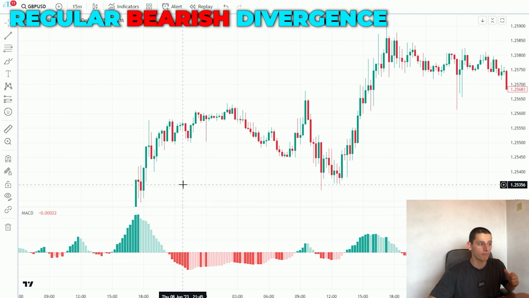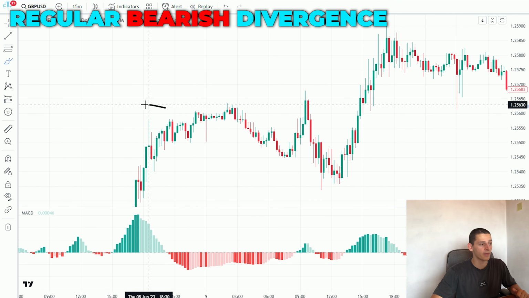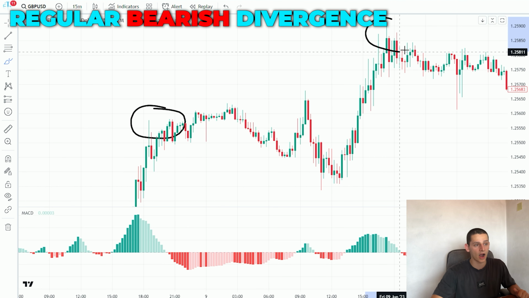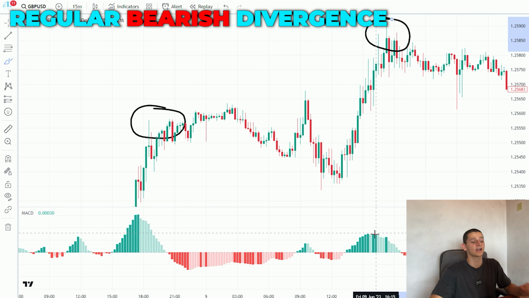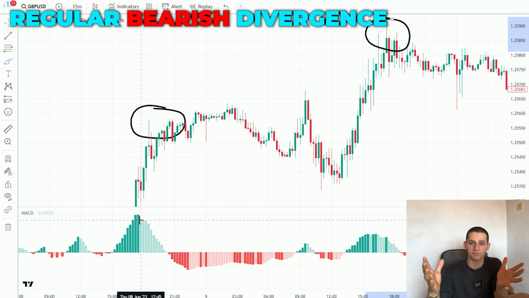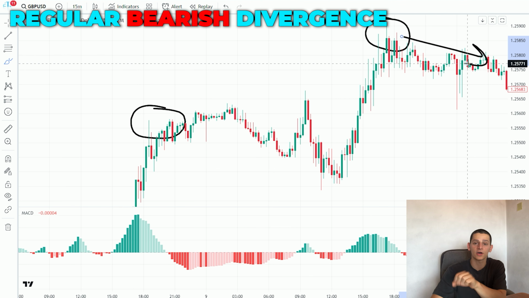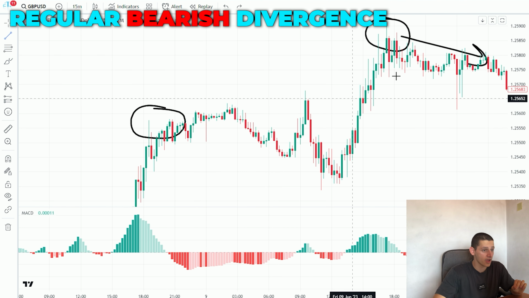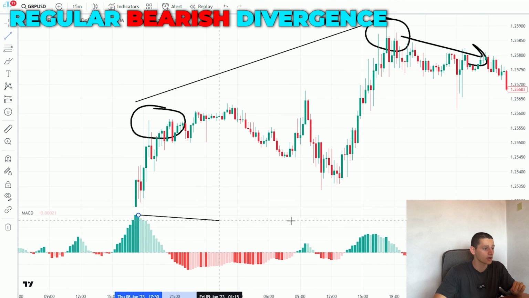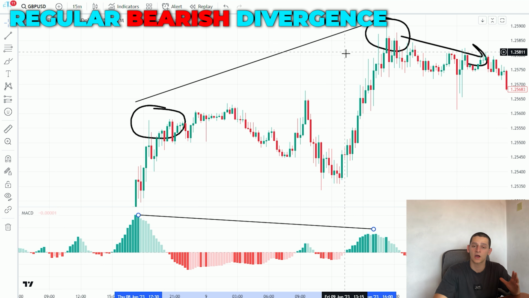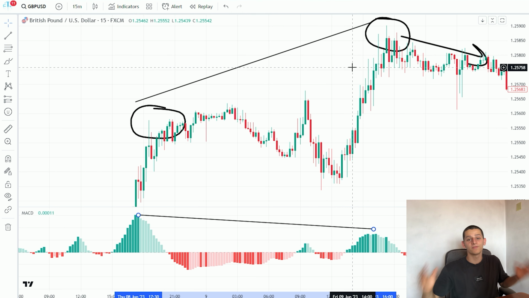We have a regular bearish divergence when the price makes a high, then another higher high follows. However, this time the MACD values are not as high as in the first one, which means that the bulls are losing momentum. The price will soon make a correction. Price makes a high, then a higher high, but the MACD makes a high, then a lower high. This is a regular bearish divergence, and because everyone sees it, they go short, and then guess what happened?